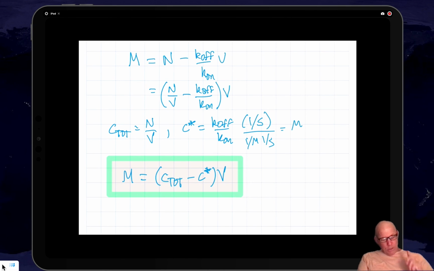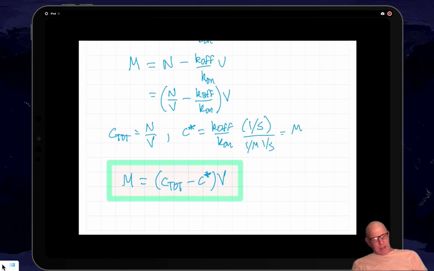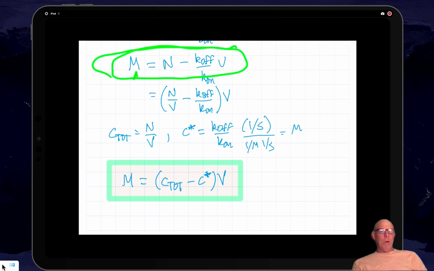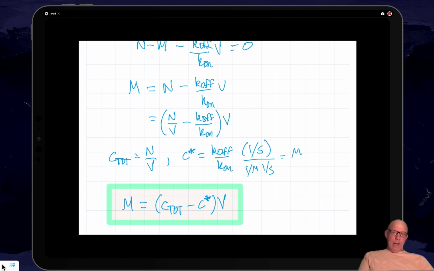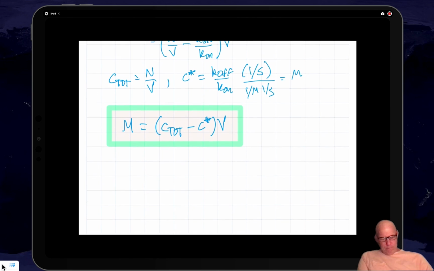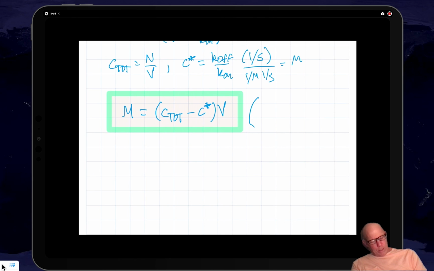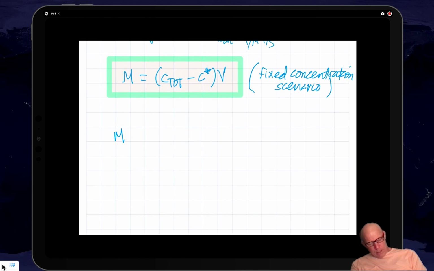All right. Now, alternatively, we could have left things in this format, because this is the one that we would want to use in the context of fixed n. So now it's n that's fixed, and what we have is m is equal to n minus C_star times V. So the case that I already wrote is the fixed concentration scenario, and in the fixed number scenario, we have this.